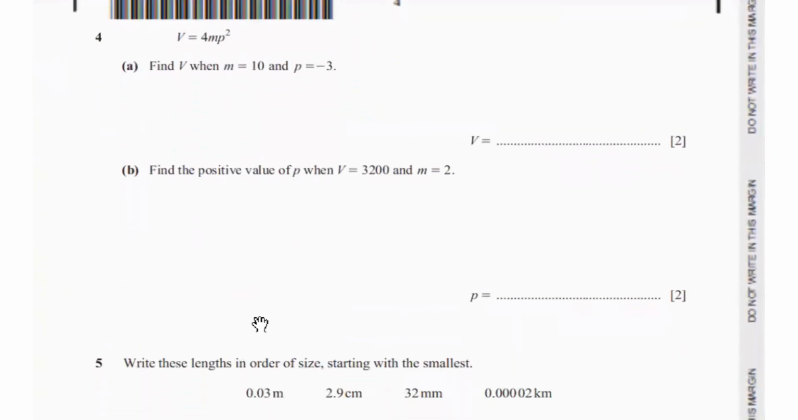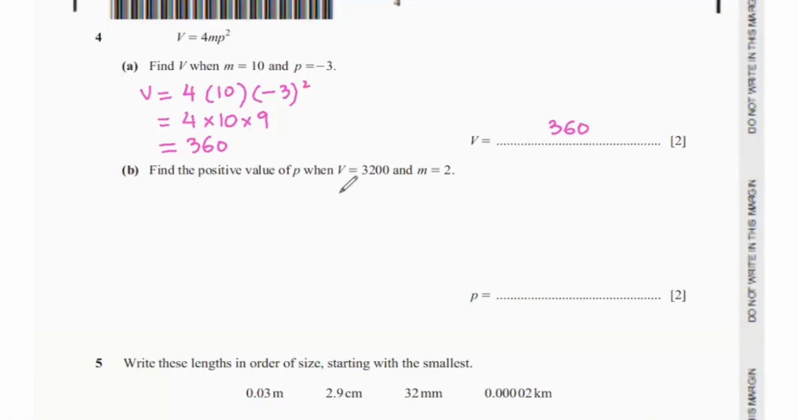Question 4 says V equals 4mp squared. Find V when m equals 10 and p equals -3. So you just substitute the values in the formula. 4 times 10 times -3 squared. Now -3 squared is basically +9. When you square a negative integer, it becomes positive. So 4 times 10 is 40. 40 times 9 is 360.